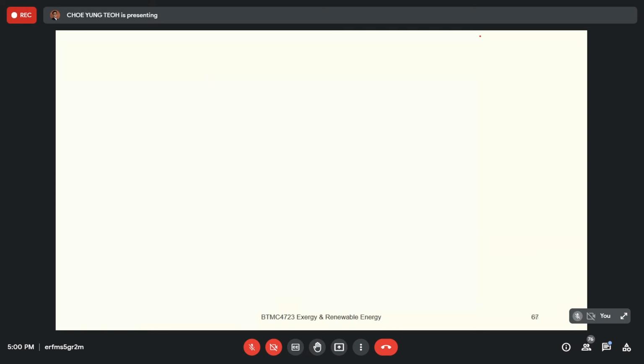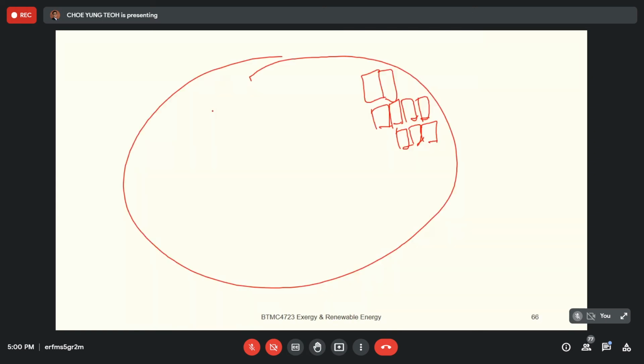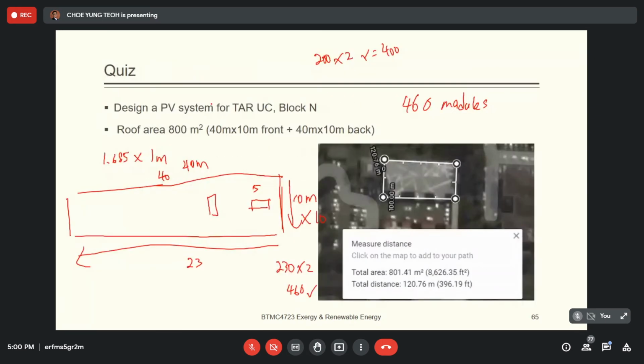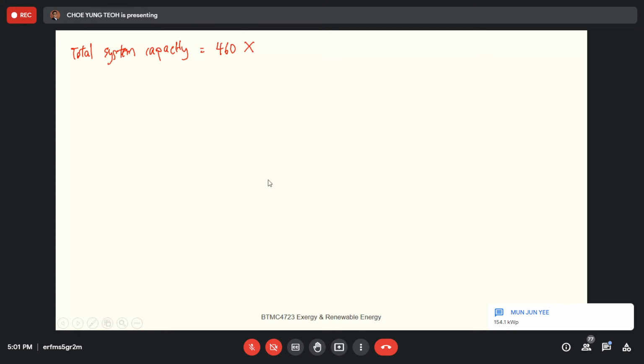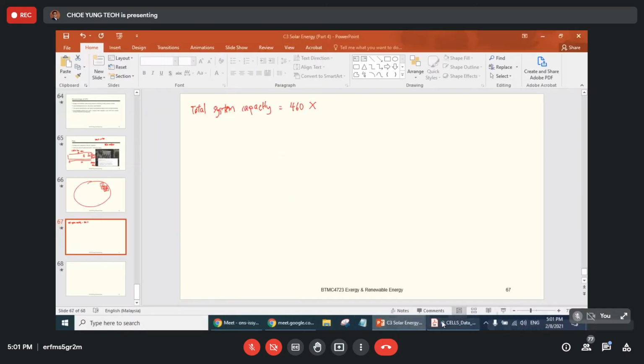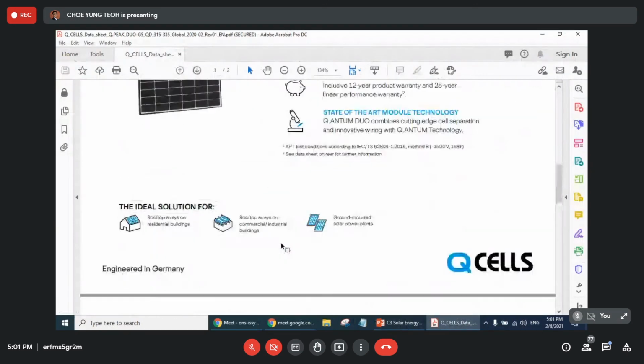Okay, so let's assume that we have 460 pieces. So first, we need to calculate the total system capacity. And let me check. I have to check back the rated power for this panel.